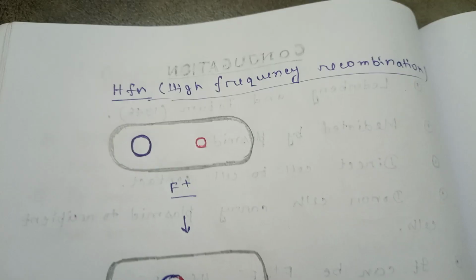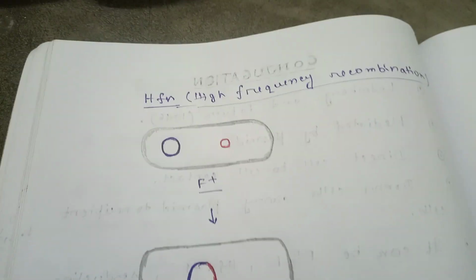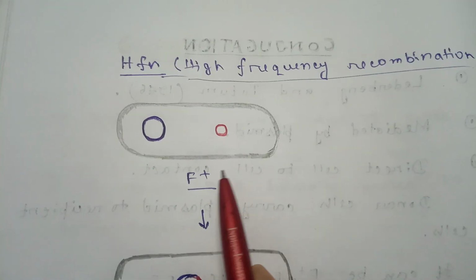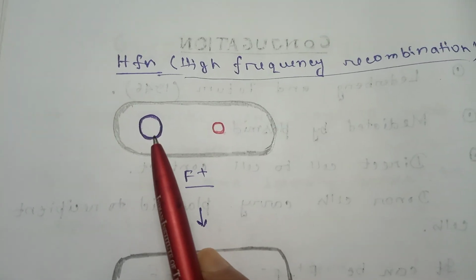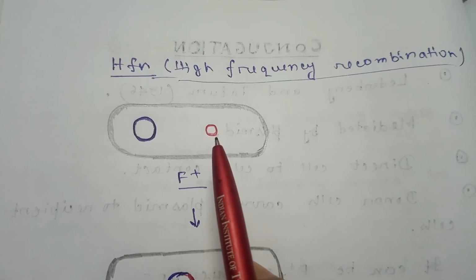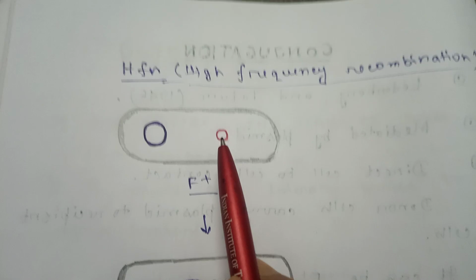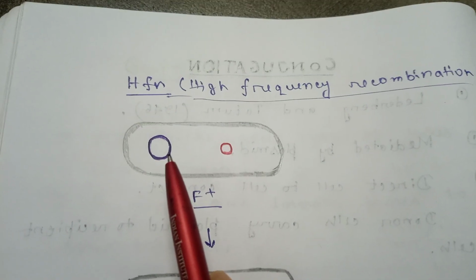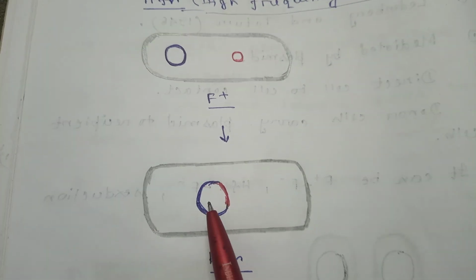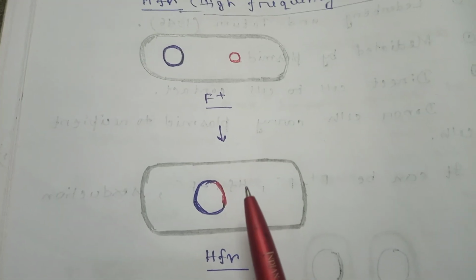So this is the normal F plus by F minus conjugation, right? Now coming to Hfr. Hfr means high frequency recombination. Suppose here you can see one F plus cell, right? It has its own chromosome and the F factor. Now due to some mechanism and some conditions, this F factor is getting integrated into its own chromosome. Here you can see the blue one is its own chromosome and the red one is its F factor, right?